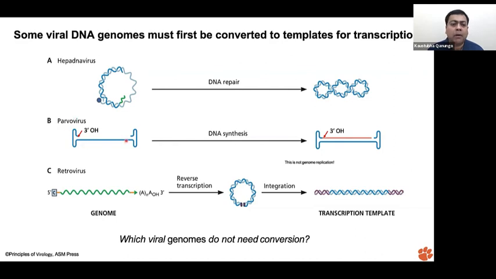On the other hand, the parvovirus has a very weird type of structure where you can see these two sides, the T-shaped structures, actually contain the ITRs, or the inverted terminal repeats. Here you have an open 3' hydroxyl, and from here the strand is synthesized all the way through, and this will be the double-stranded version of the DNA, which is ready for transcription.